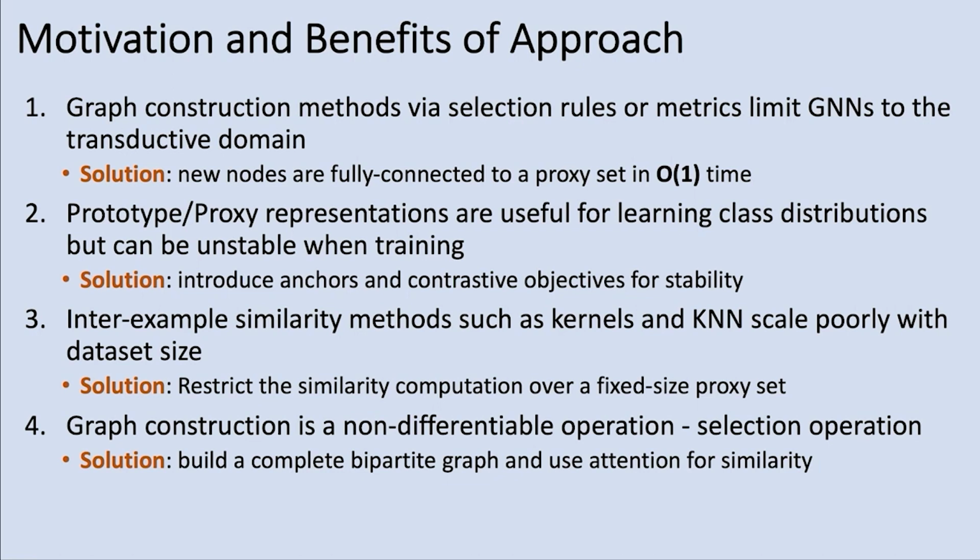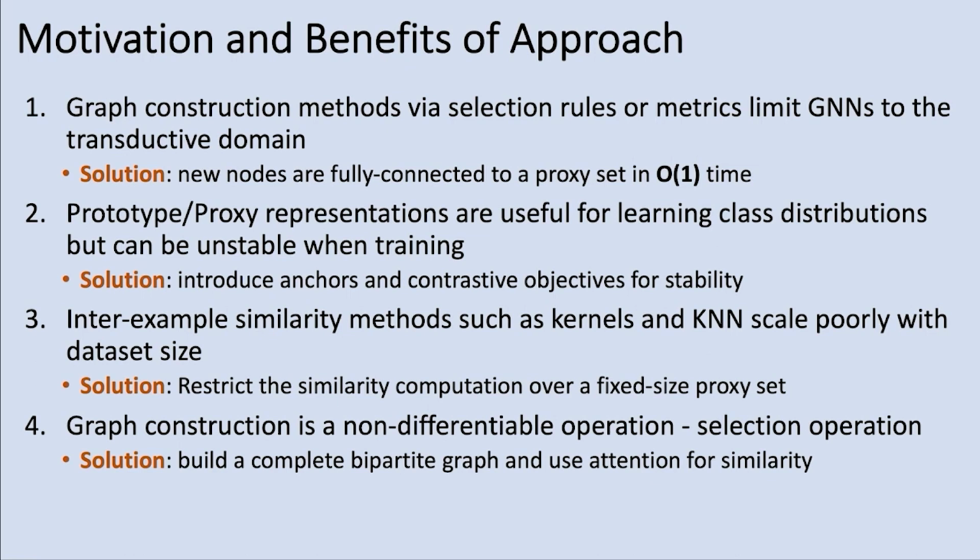The motivation and benefit of our approach is the following. Firstly, generally graph construction methods via some sort of selection rule limit GNNs to the transductive domain. It can be expensive to insert new nodes, but our method allows this to be done in O(1) time by allowing full connection to our proxy set.